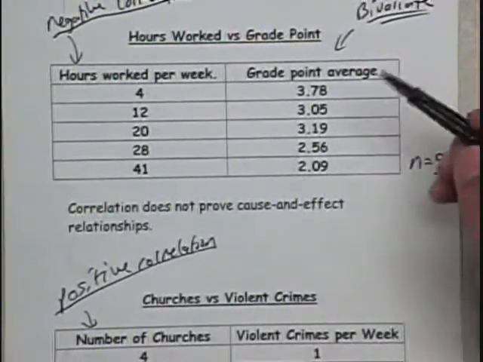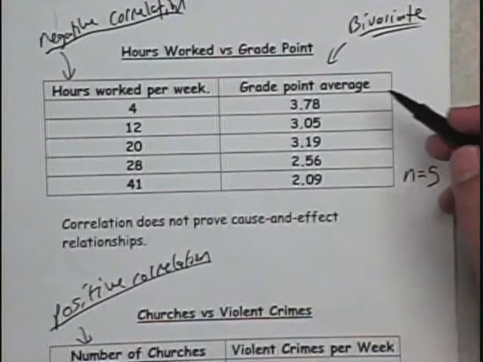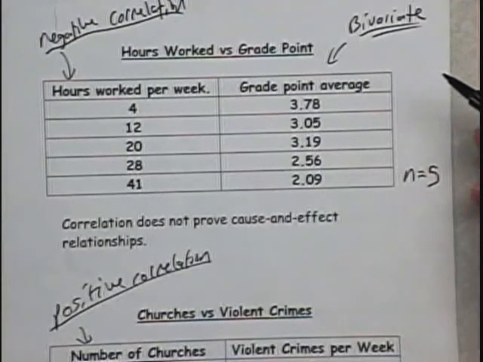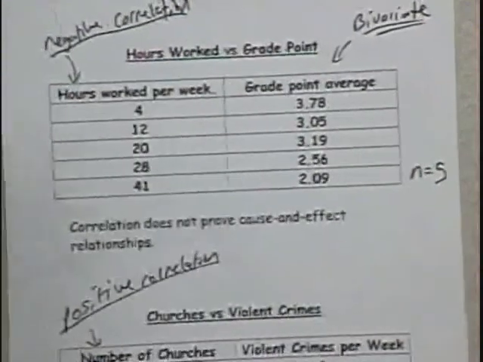So if you want to show that there's a cause and effect relationship between two variables, then what you have to do is a different sort of study. Okay, and that is an experimental study.